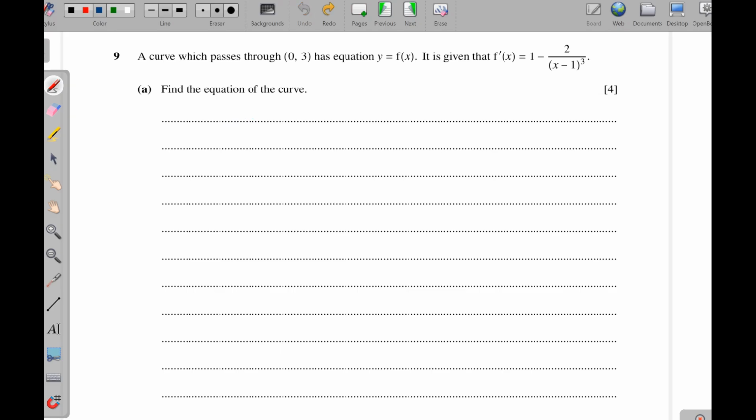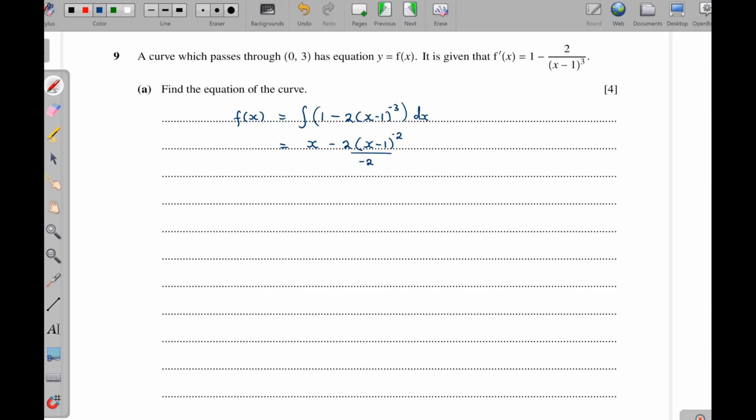So I will write f of x, which is equal to the integral of f prime. That will be the integral of 1 minus 2 times (x minus 1) to the power negative 3, using the rules of indices. When this goes up, the power becomes negative. And when you integrate, you increase the power by 1 and divide by the new power. So this becomes x, and then here 2 times (x minus 1).